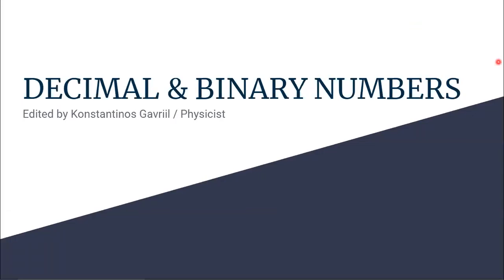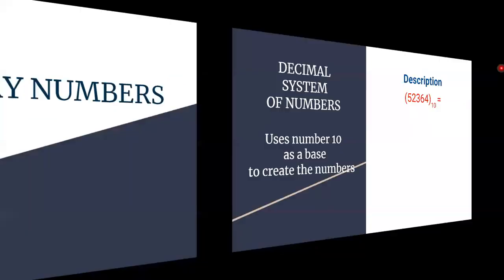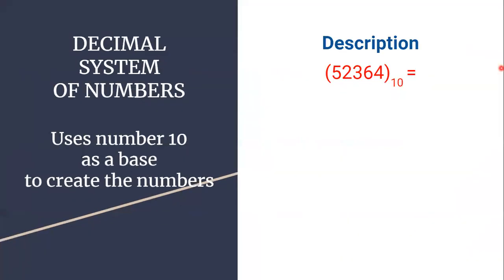I'm a teacher of physics, and the video you are watching is about the decimal and binary numbers. Let's start our description with the decimal system of numbers. The decimal system of numbers uses number 10 in order to create the numbers, and this is what we are going to explain better and understand better by the explanation of an example.